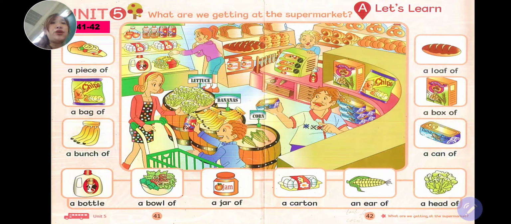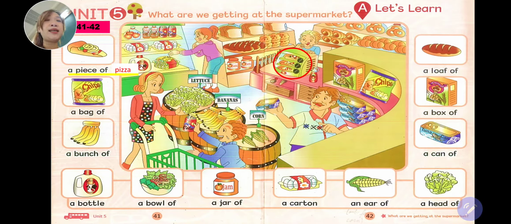So let's go back to our speed up book. Let's turn to Unit 5. What are we getting at the supermarket? What are we getting at the supermarket? 我们在超级市场可以买到什么呢 Okay, let's take a look. The first one, we say a piece of. 好，一片。刚刚我们讲到 a piece，一片一片的。A piece of pizza.